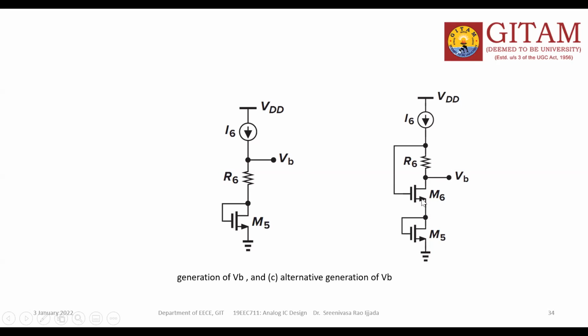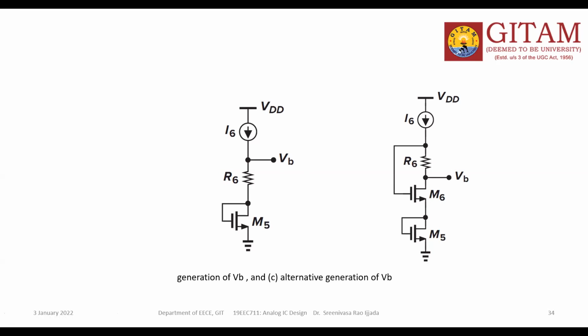So what is the final conclusion? I6 is equal to I reference. And one more thing is R1 is equal to R6. You should match like that. And finally, the M1 transistor and M6 transistor should both be equal in dimensions and geometries. Okay, this is the second.